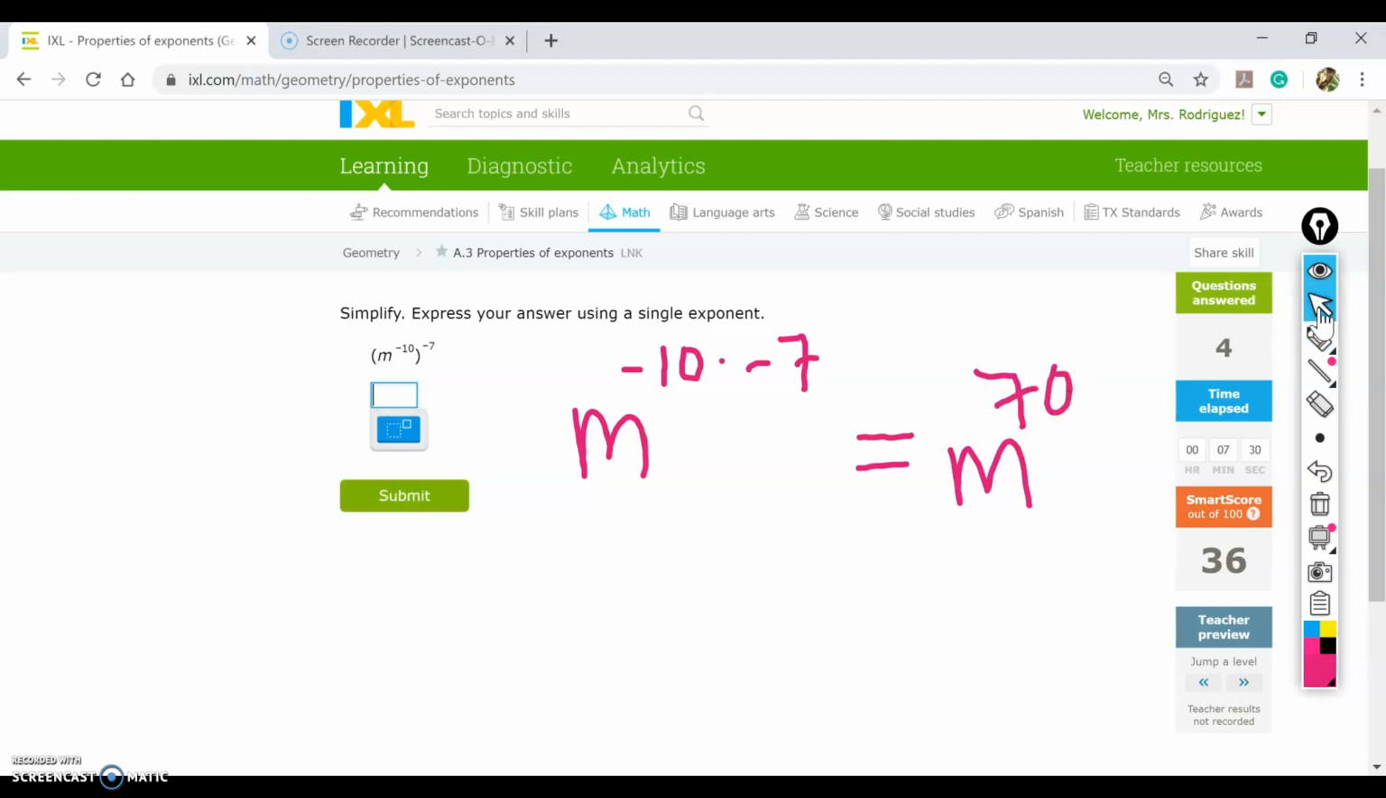Now let's see if this is correct. So m to the power of 70. We got it right. Now, what about this one?